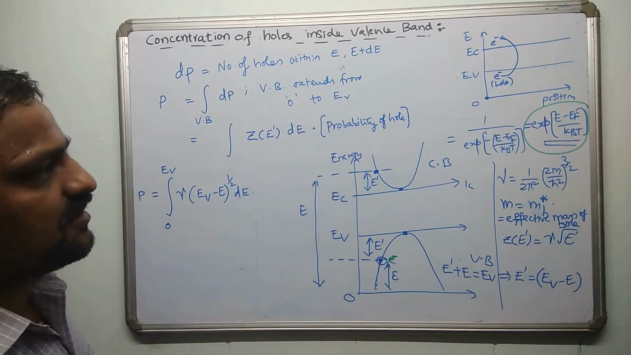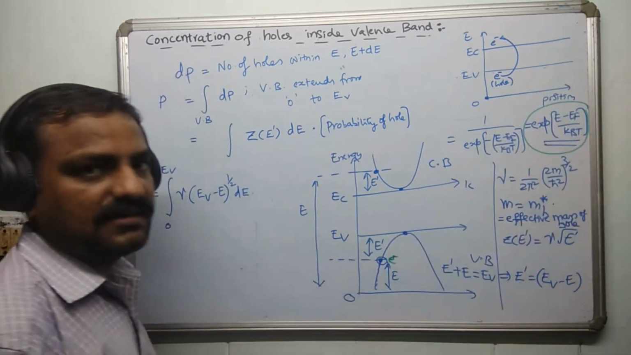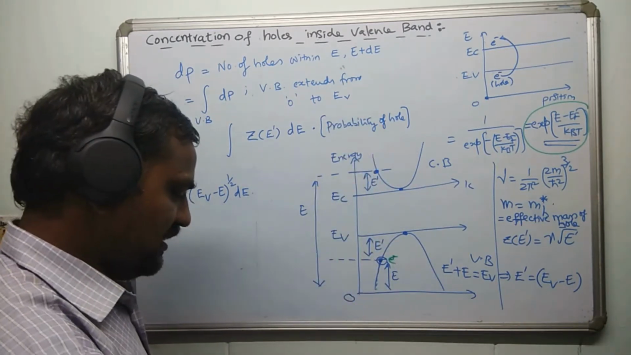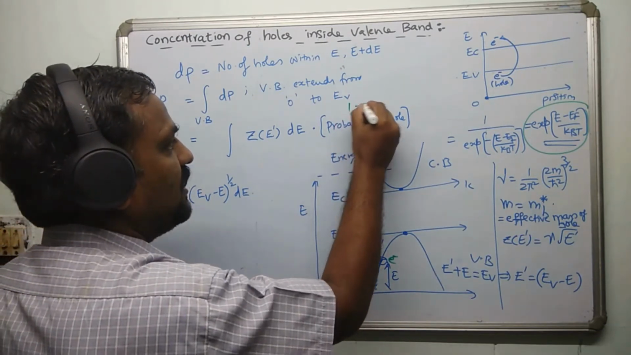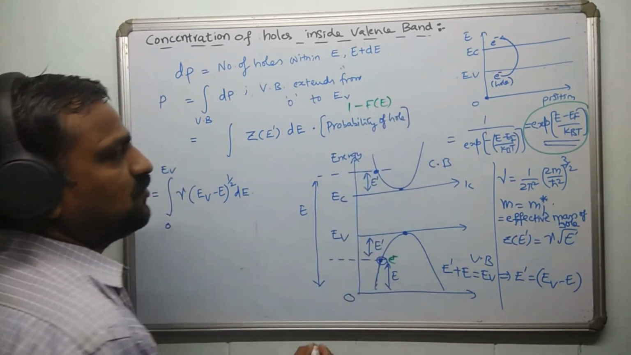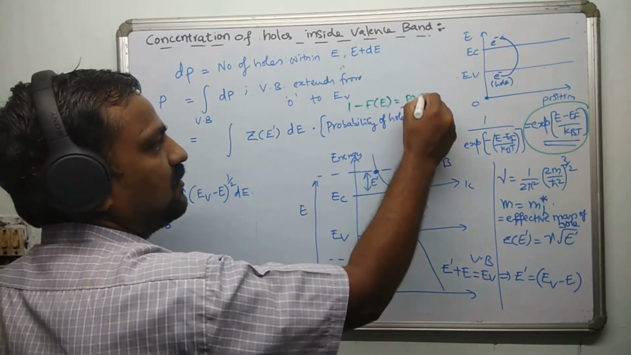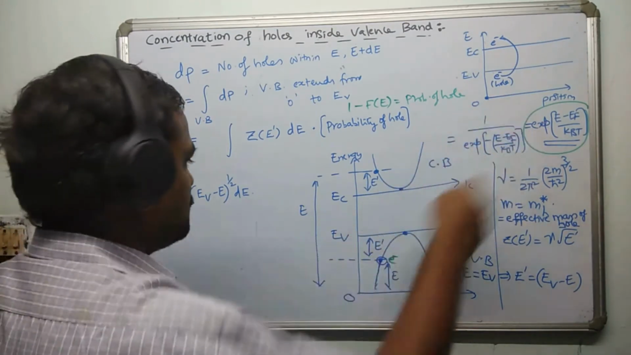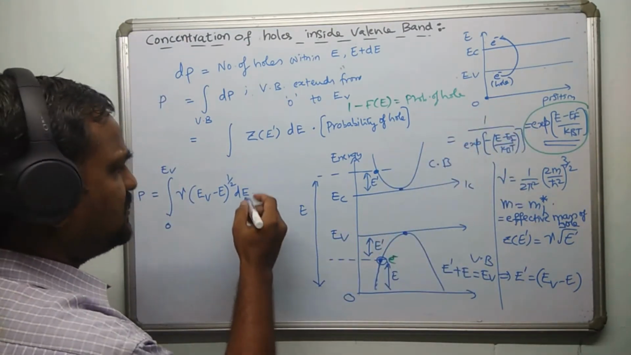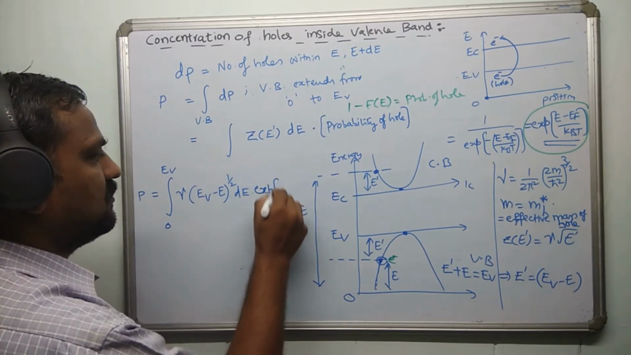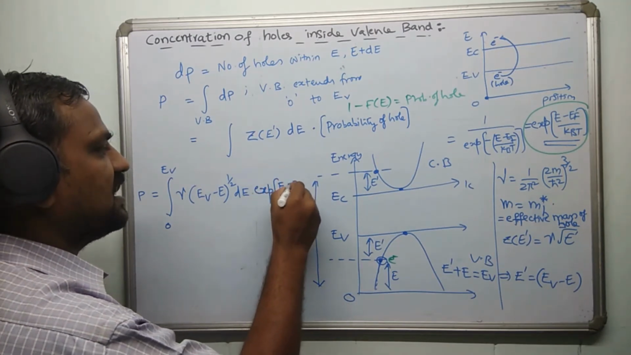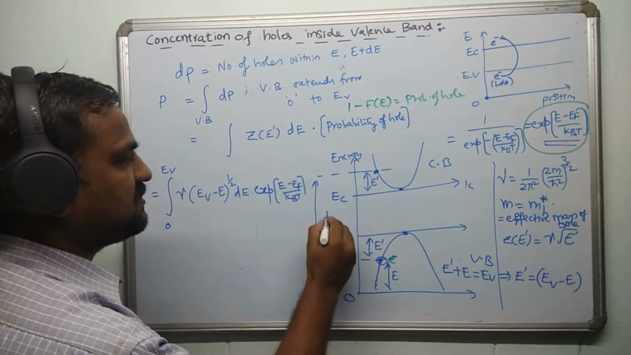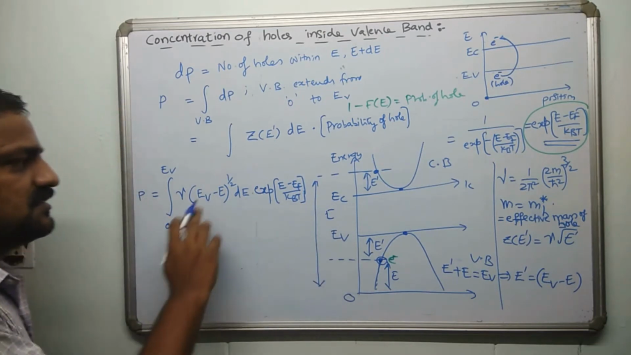And the third one is the probability of the hole. Please recall, this green highlighted term was what we calculated as 1 minus f of E. So the probability of a hole is 1 minus f of E, and we can directly write it as the green highlighted one, that is just exponential of E minus EF divided by KBT. So this is the expression.